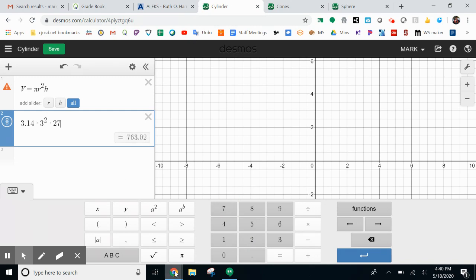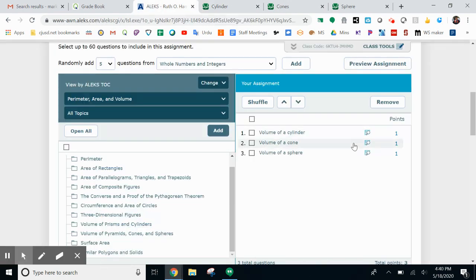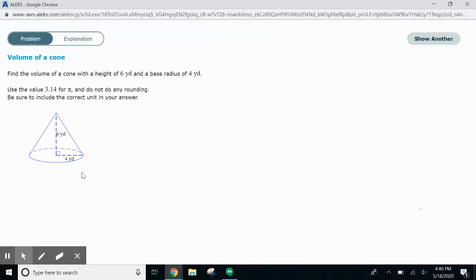So now I'm going to go try some of the cone problems. Let's go back to this. Let's grab a problem about a cone. Now, what's special about a cone is that it has this circle on the bottom and it comes together at this point at the top. So my height now, my letter H is going to be 6 and my radius is 4.